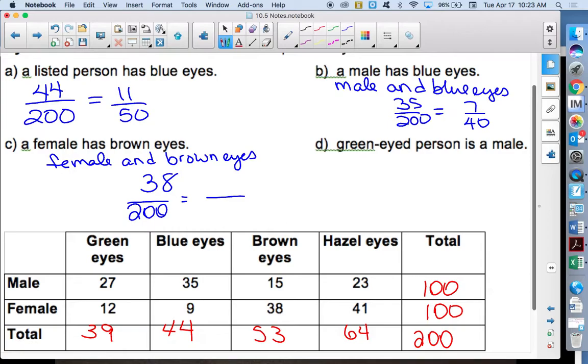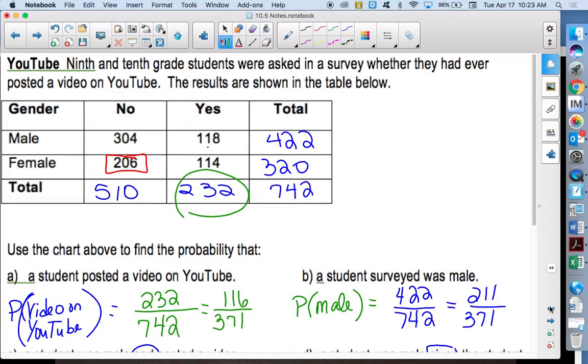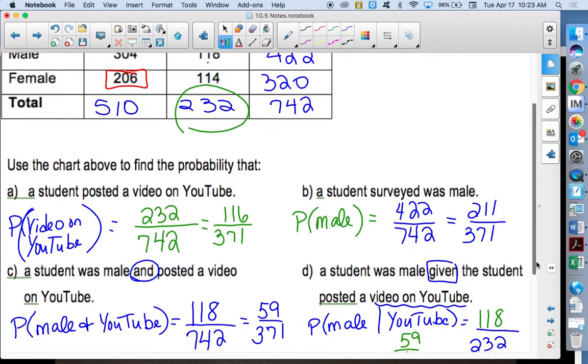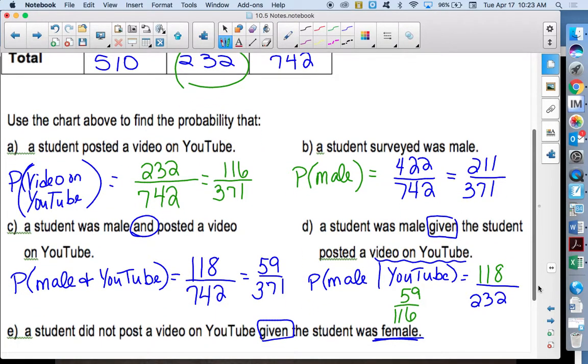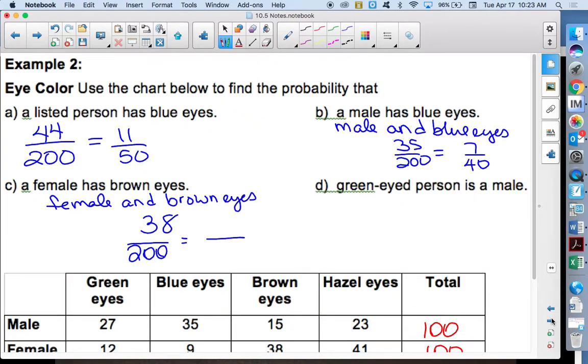So both of these are and questions. Male has blue eyes just means we're talking about the male and the fact that they have blue eyes. Very similar to up here, where the student surveyed was a male, and letter C says the student was a male and posted a video. So it's that and question. It doesn't say the word given or specify that they have to be male. It's just male and blue eyes out of the total number, or females and brown eyes. So I think this is 19 over 100.